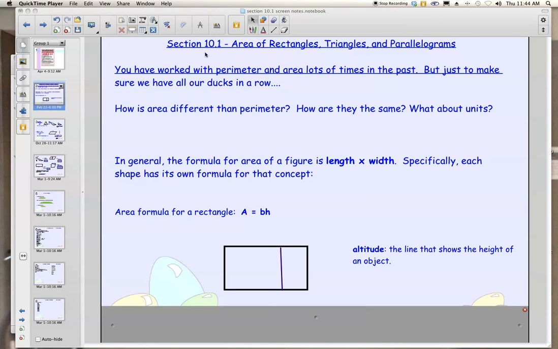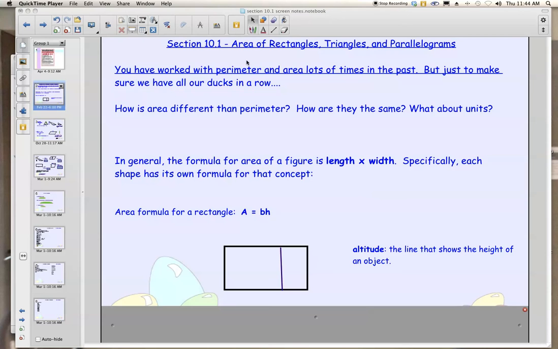This lesson is on section 10.1, the area of rectangles, triangles, and parallelograms. In theory, this should be a review for you, but in case it is not, let's go over some of the confusing parts and some of the pitfalls that students fall into.